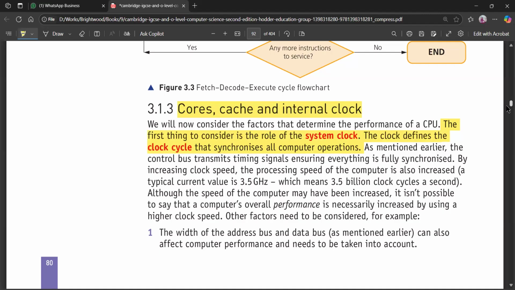By increasing the clock speed, the computer also increases its processing speed. The processing speed is actually measured by the clock cycles. Write it. Process speed is actually measured by the clock cycle. Yes, it is defined by the clock cycle, not others.